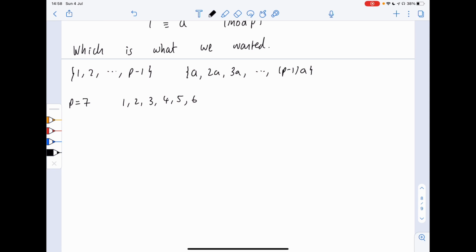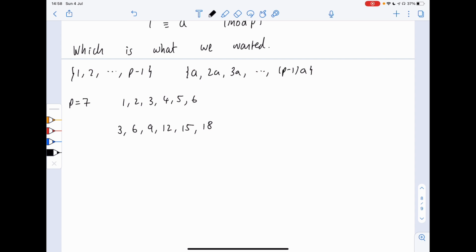Now let's write out the second list. The second list is 3, 2 times 3, which is 6, 3 times 3, which is 9, 4 times 3, which is 12, 5 times 3, which is 15, 6 times 3, which is 18.